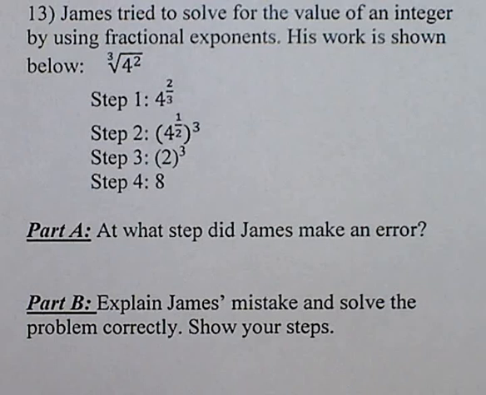James tried to solve the value of an integer by using fractional exponents. His work is shown below. What step did James make an error in? And then after that, explain the mistake and solve the problem correctly.